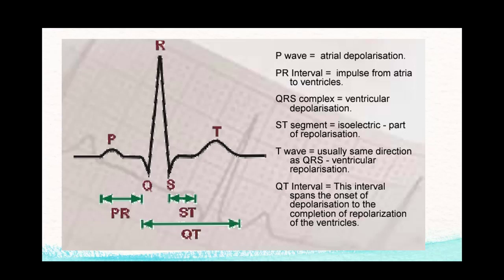The PR interval is the time that the impulse travels from the SA node through the internodal pathways to the ventricles. The QRS is when the ventricles depolarize and the atria repolarize, getting ready to fire again. So the ST segment we look at to see if there's a heart attack, and this is where it should be at the baseline. If there's elevation, that's how we know there's a heart attack. Then the T wave is usually pointing in the same direction as the QRS.